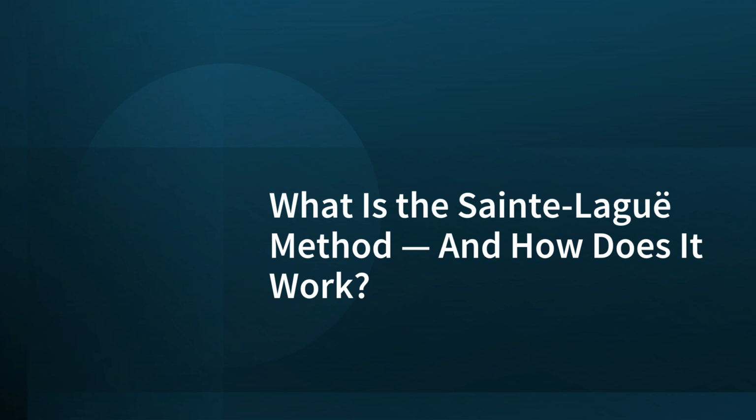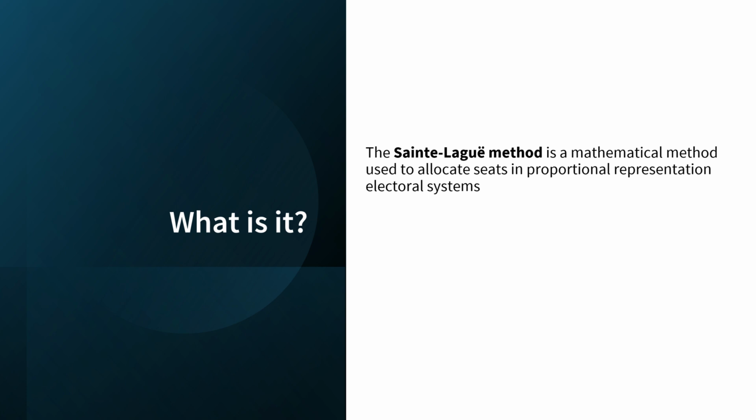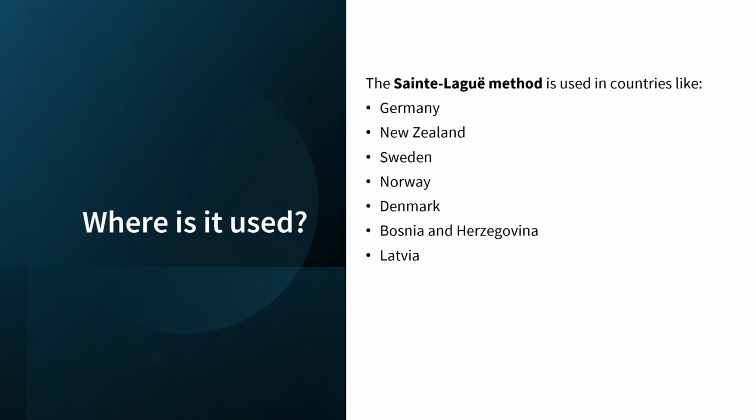One of the most important parts of the mixed-member proportional electoral system is the Sainte-Laguë method. So in today's video, we are going to discuss what it is and how it works. The Sainte-Laguë method is a mathematical method used to allocate seats in proportional representation electoral systems. It's used in countries like Germany, New Zealand, Sweden, and others.